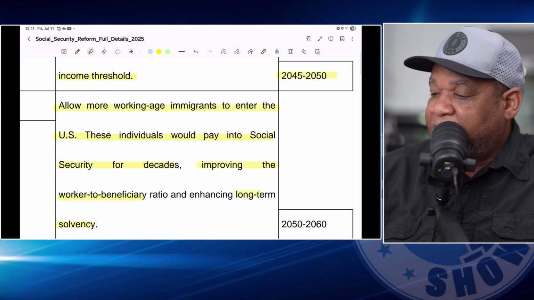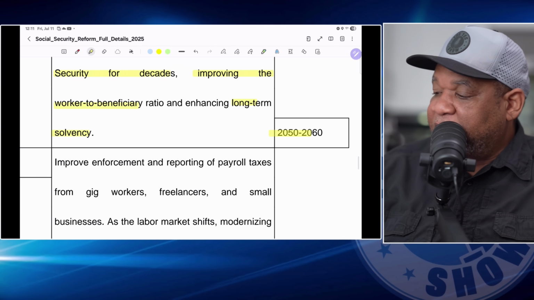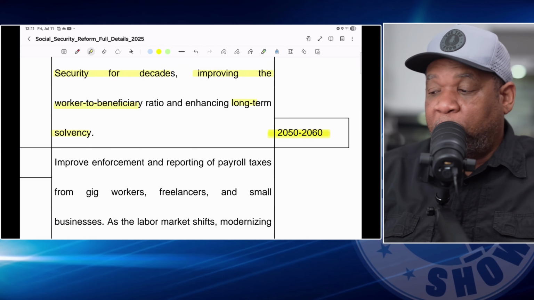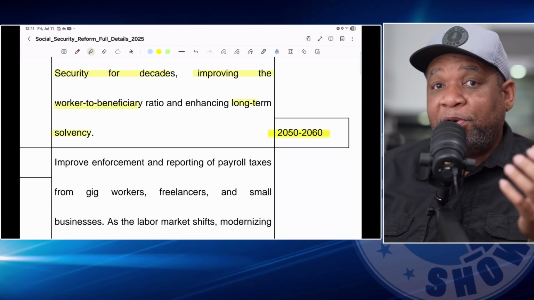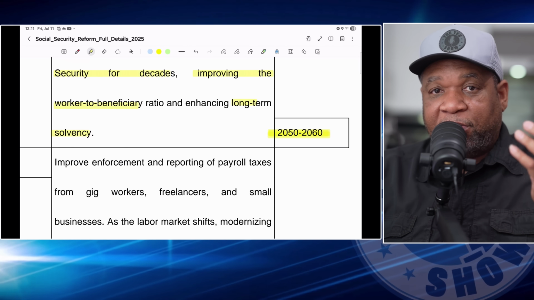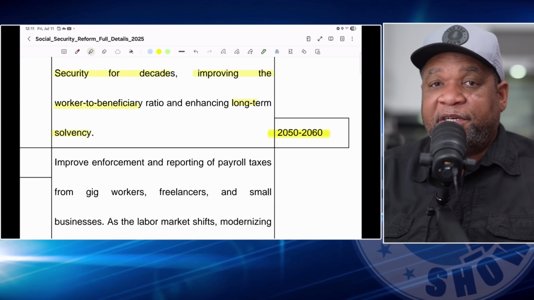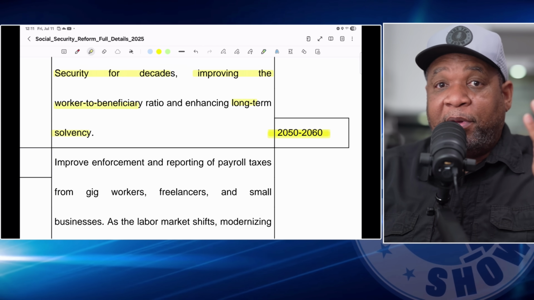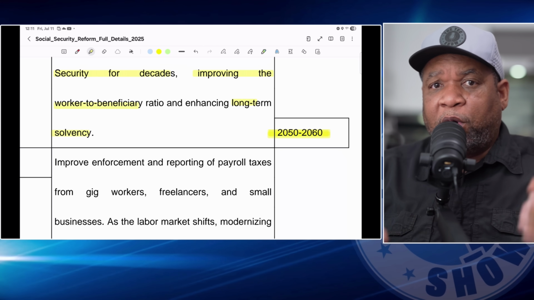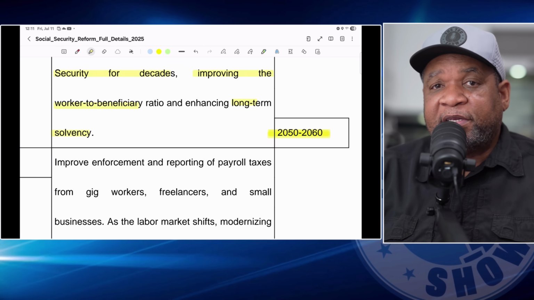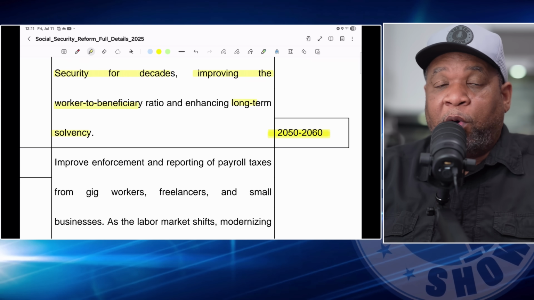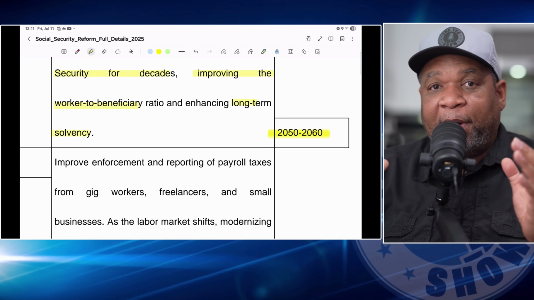Now, I want to show you this. Look at how long this would extend Social Security. It would extend it to between 2050 and 2060. So when we're talking about immigration, this could be huge for Social Security. It brings down that ratio they were talking about, worker to beneficiary. We want to bring that worker ratio up, because right now I think it's like 2.5 to 1 or 2 to 1, something. For every 2 workers, you have 1 person receiving benefits. We want to have 3 or 4 workers for every 1 person receiving benefits. And that will help out the trust fund.